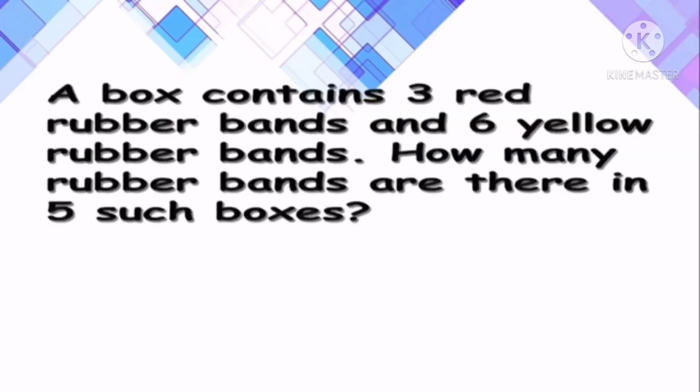The first problem is a box contains 3 red rubber bands and 6 yellow rubber bands. How many rubber bands are there in 5 such boxes? Okay? So, analyze natin. Di ba? Sabi daw, yung isang box, meron siyang 3 red rubber bands and 6 yellow rubber bands. How many rubber bands are there in 5 such boxes? So, let us try to draw a model.